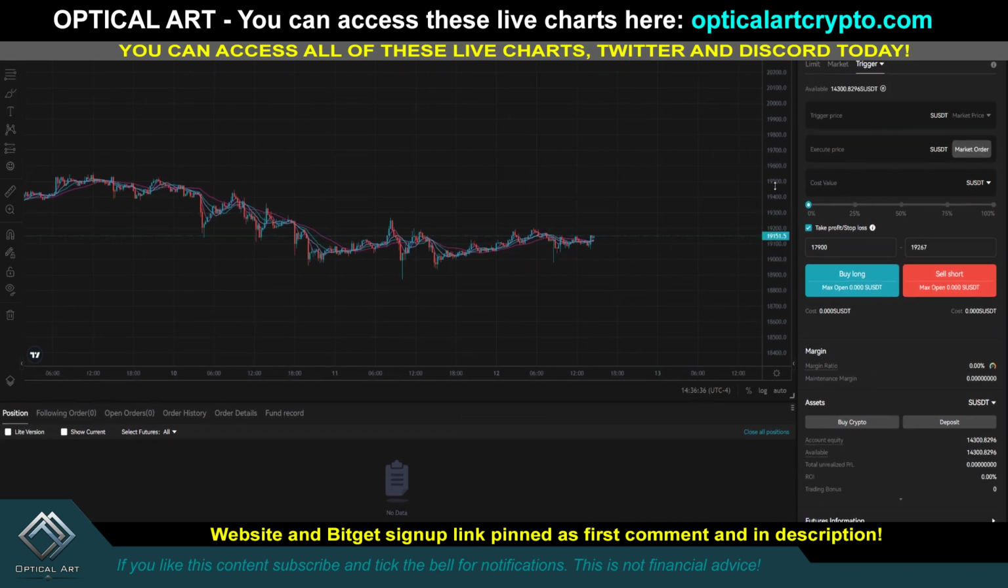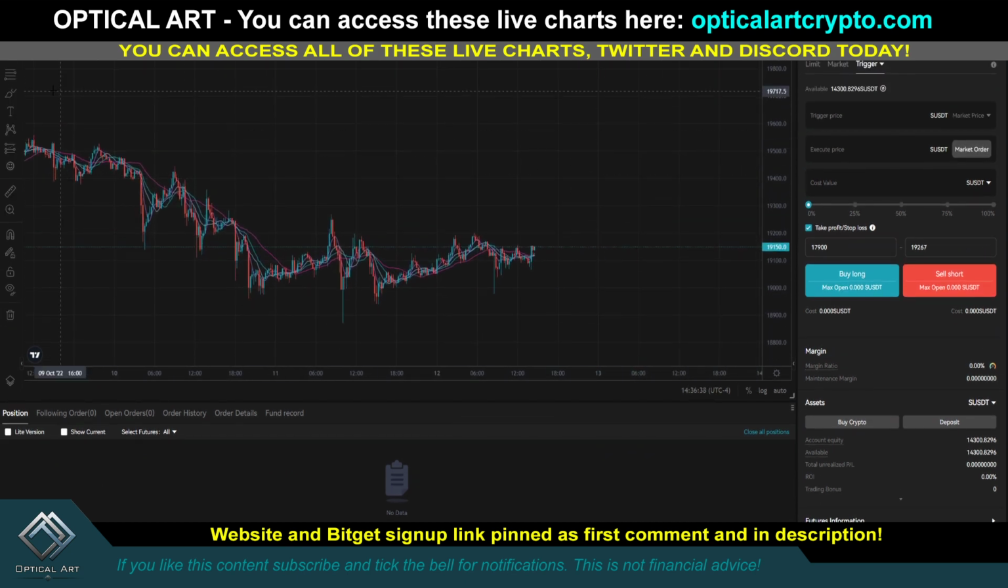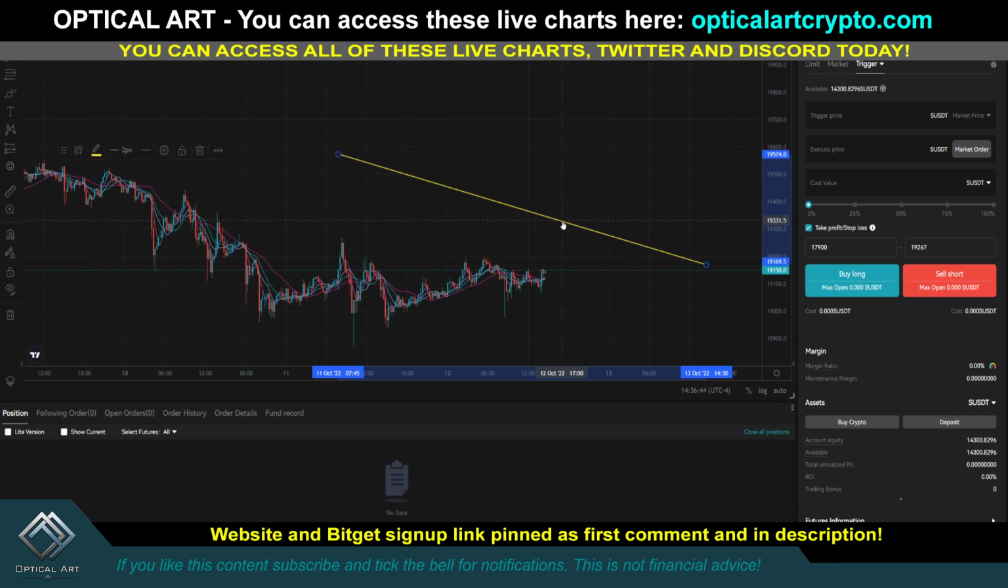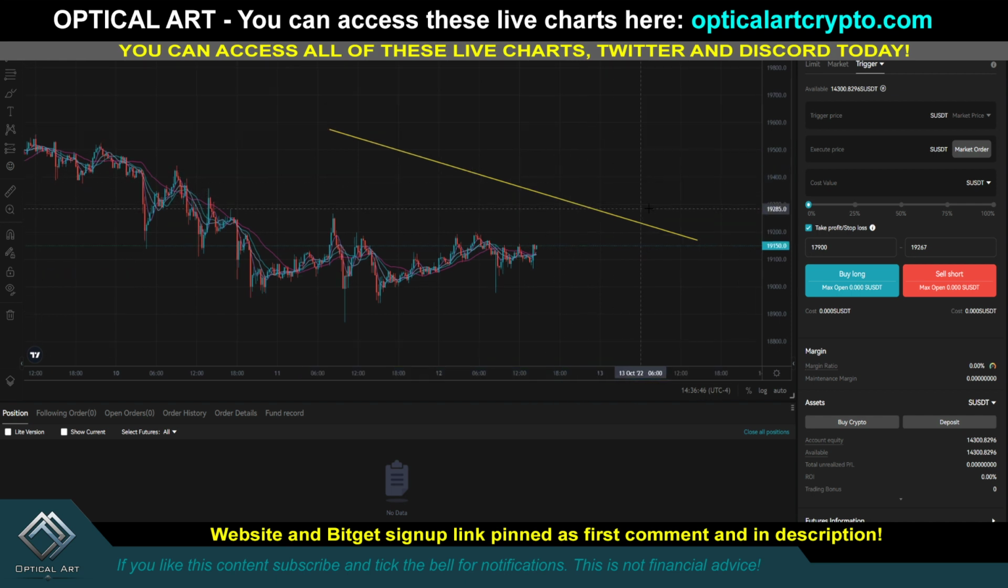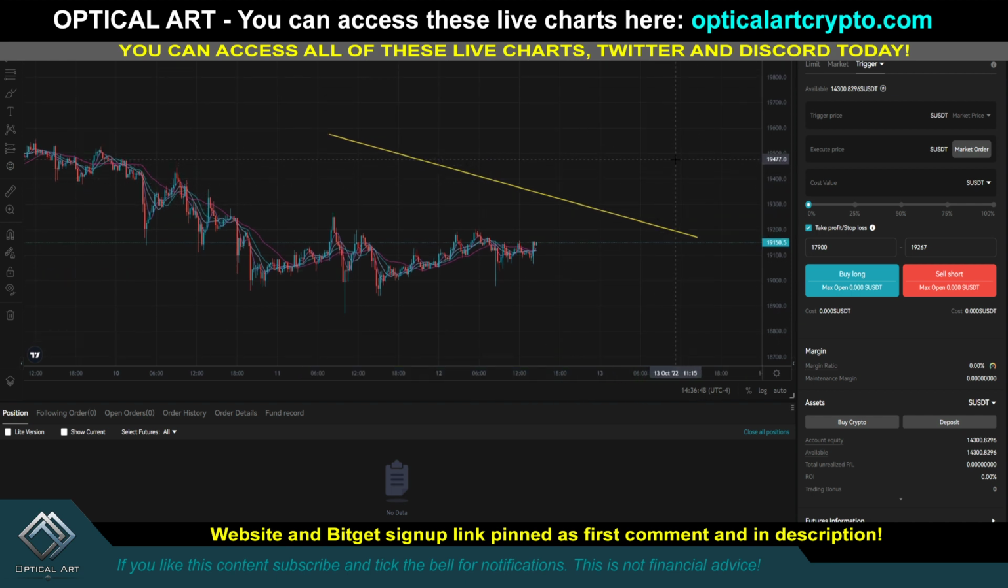But the way trigger works and the reason behind it, let's say that I have a resistance level right here, right? And I know that when price hits this point, this is a point I want to short. So a trigger would be like if you have to leave and go to work, or you have to go to sleep, and you're not around to actually enter this trade, but you know this is likely a point to short.